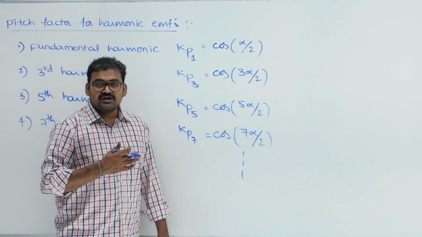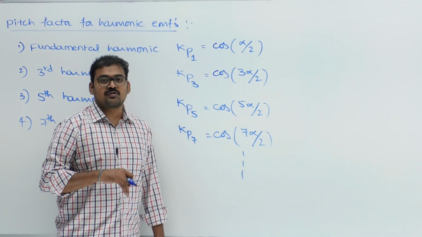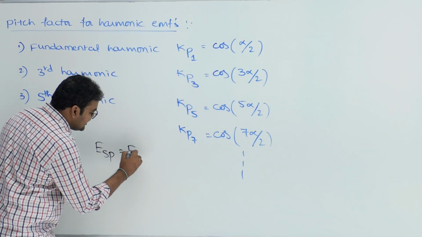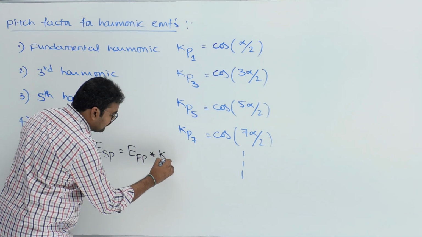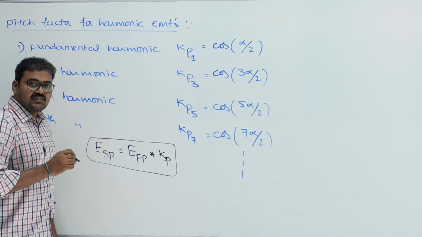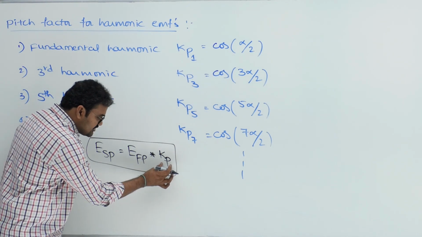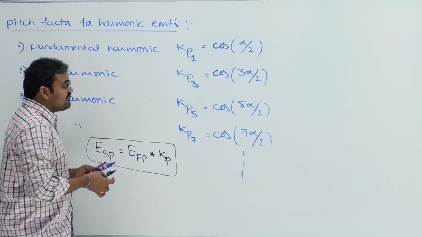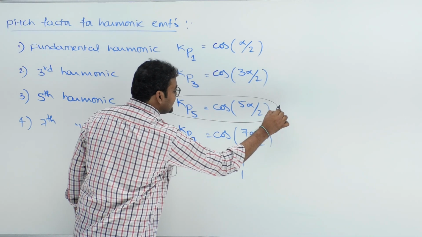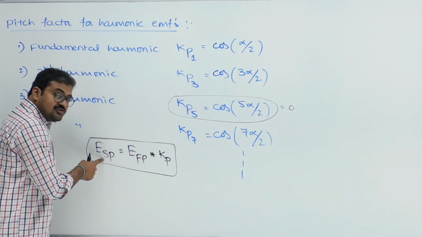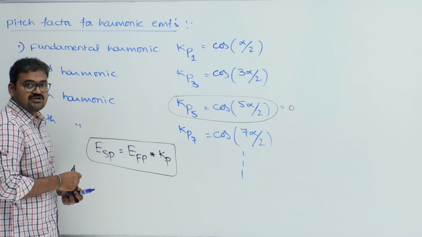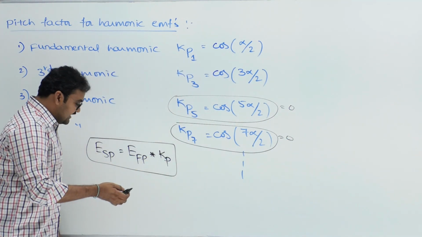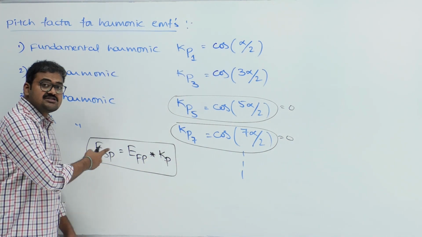Now, why is it important to learn about the pitch factor of various harmonics? Very simple. I told you, short pitch coil voltage is always equal to full pitch coil voltage multiplied by pitch factor. Yes or not? Suppose the pitch factor is equal to 0, the short pitch coil voltage will also be equal to 0. That means if the fifth harmonic pitch factor is equal to 0, then the fifth harmonic short pitch coil voltage also becomes 0. Suppose the seventh harmonic pitch factor is equal to 0, in that case the seventh harmonic short pitch coil voltage is also 0.